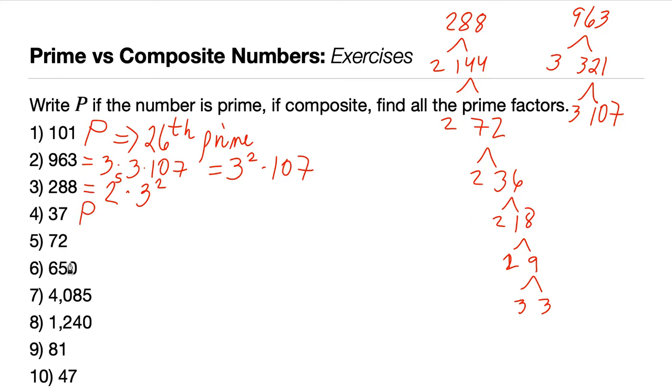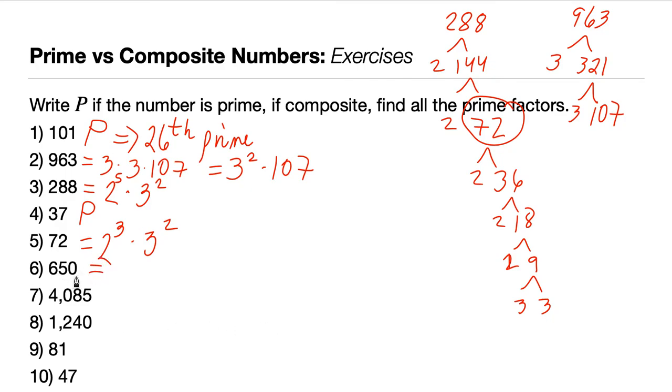How about 72? Is 72 a prime or composite number? So actually, you can see it here. 72 can be written as 2 times 2 times 2 times 3 times 3. So it's not prime. We have 2 cubed times 3 squared. That's 72.